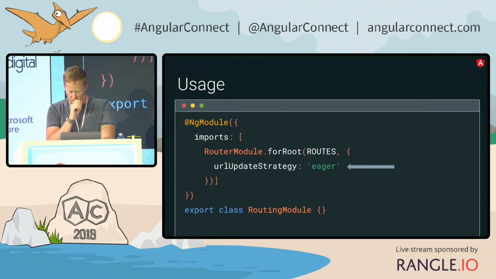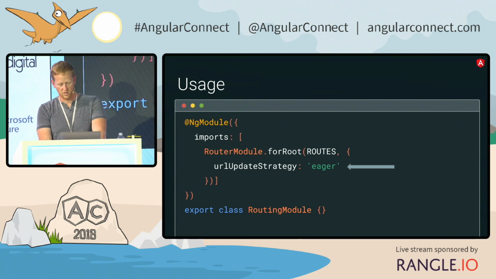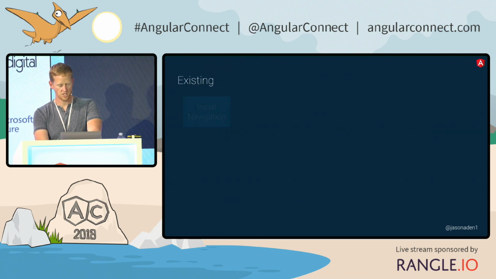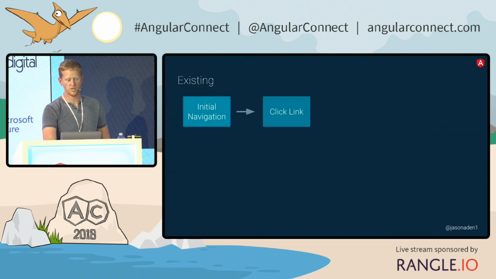And this is how you would use it. Router module for root, and you just pass the URL update strategy eager. Okay, I'm going to blitz through some of these other ones. Navigation, cancellation, and cleanup. So right now, we do something like this.